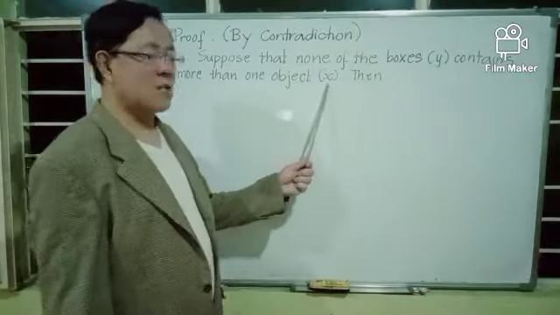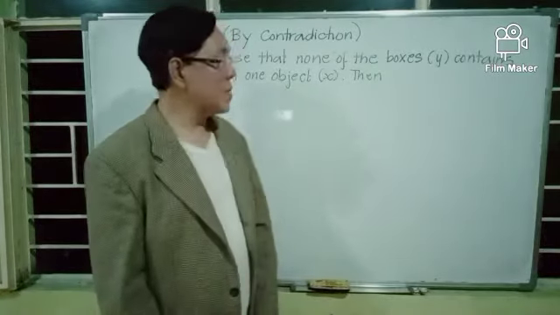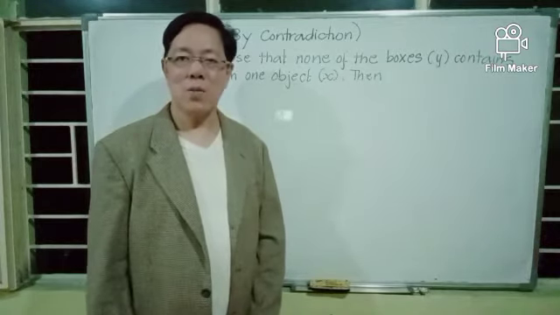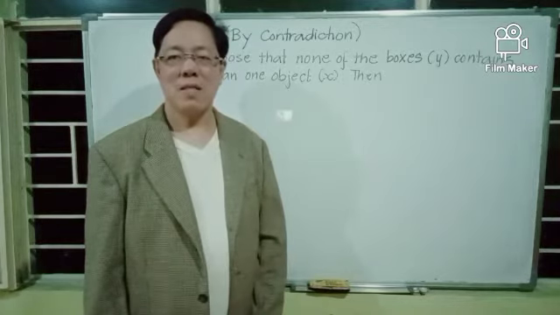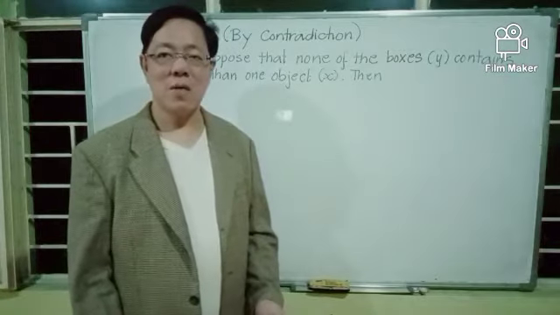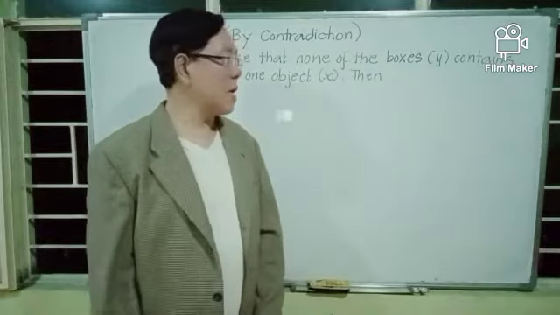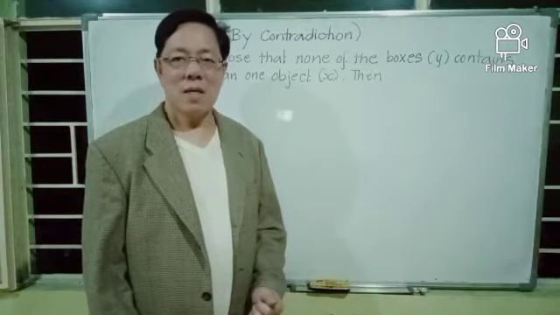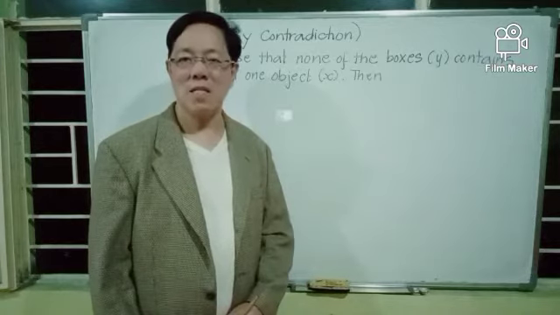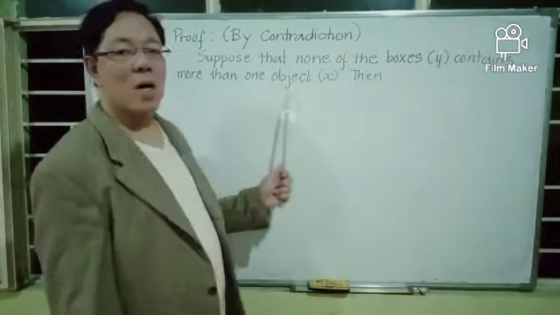The number of objects is exactly equal to the number of boxes. That is, we can place exactly one object to exactly one box. And that is one possibility where this can happen. None of the boxes contains more than one object. When the number of objects is equal to the number of boxes, then each box will contain exactly one object, and none of the boxes will contain more than one object.